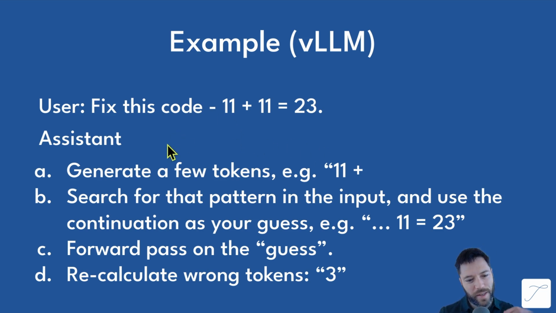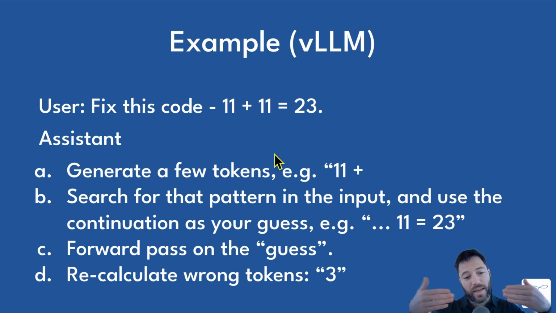So of course it should be 22. And the process that will be gone through by the LLM or the inference engine is first generate a few tokens. So say generate 11 space plus. And then if we have this initial sequence, we can use that to search within the original prompt. So we search within the original prompt and we find 11 plus. And what we can do is just as a reasonable guess, we can use everything after that plus. So our reasonable guess is going to be 11 equals 23.